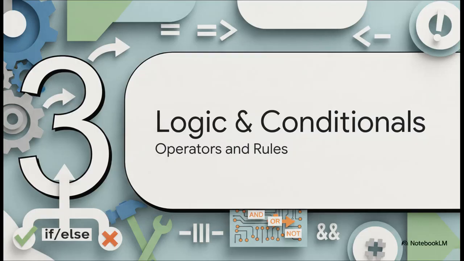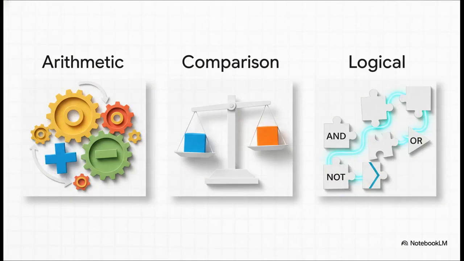Next up, part 3, logic, operators, and conditionals. So, to actually do anything with our variables, we need tools, right? We call these operators. We use arithmetic operators, like a plus or minus sign, to do standard math. Then there are comparison operators. These are super handy to check how 2 values relate to each other. Like, is one score greater than another? Or are these 2 values exactly equal?